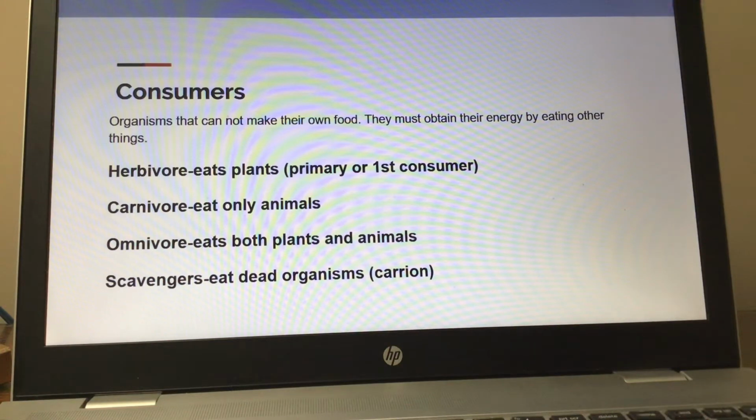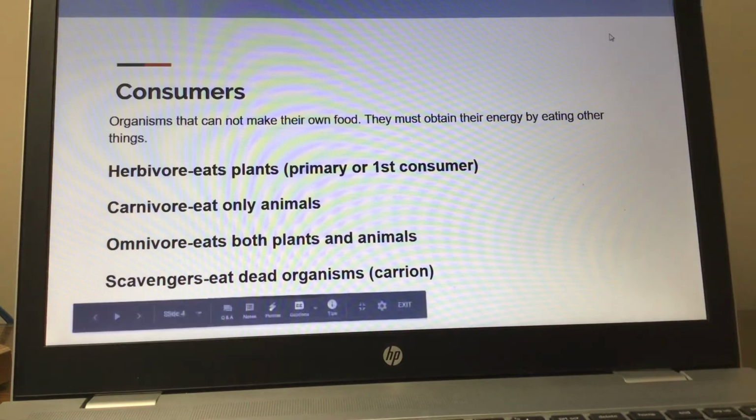Carnivores only eat animals. We used to think of them as meat eaters, but this also includes insects and worms and things that you don't typically think of as meat. Omnivores eat both plants and animals. And scavengers eat dead animals that are lying around. The dead animals are called carrion. If you've seen roadkill, the birds that stop and eat that roadkill are scavengers, along with possums and different things like that.